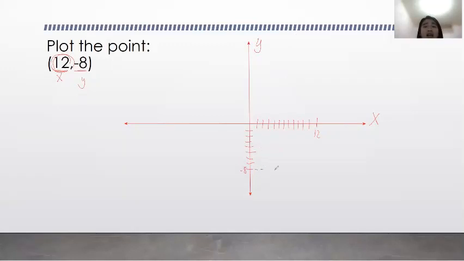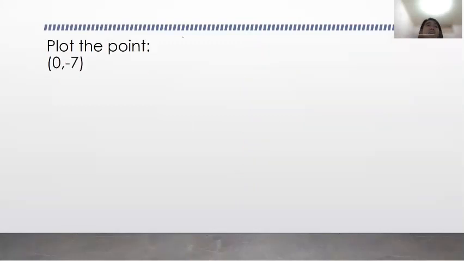Let's use the broken lines so that we can clearly put the points we are looking for. So we can put the point here. This is the point (12, -8). Okay, now let's have another example. Let's have (0, -7).